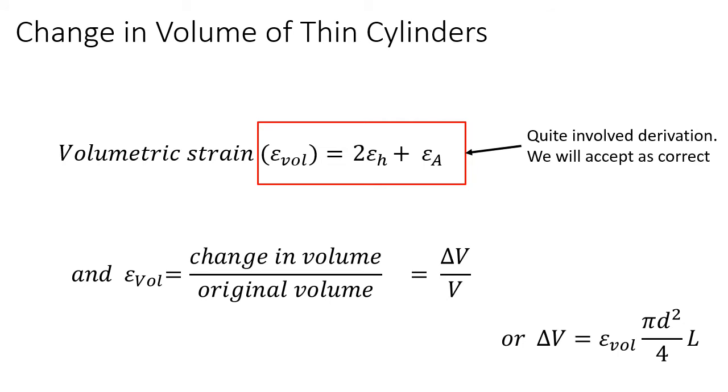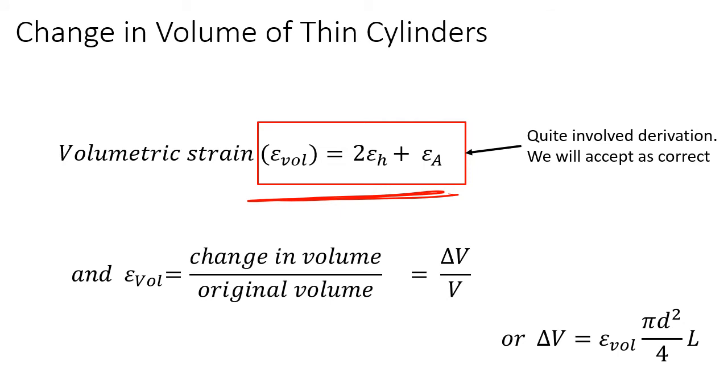Our volumetric strain for the cylinder actually turns out to be twice the hoop strain plus the axial strain. To get this formula is quite an involved derivation, and it requires some ignoring of smaller terms. So it's a little bit involved for us here. We're just going to use the formula and accept that it gives us an accurate result for the cylinders that we're looking at.